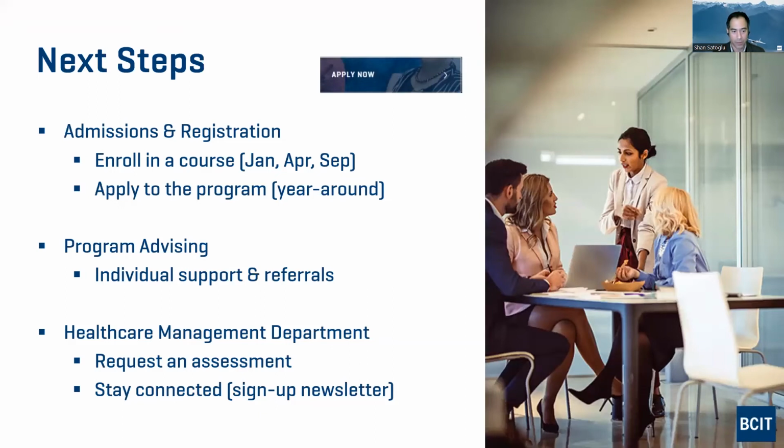Next slide, please. So the next steps to get started in the program are to look at the admissions and registration process. You could either take a course or start an application. There are advisors at BCIT who can help guide you in terms of preparing your application and making sure that it's complete, it's done correctly, and so on. As well, you can get an assessment from me. This is not a formal assessment. This is a bit of feedback as to whether the program is the right thing for you at this point in your career. Maybe have a conversation with me. We also have a newsletter that you can sign up for and receive updates on the program.